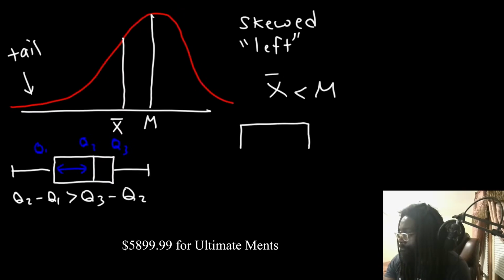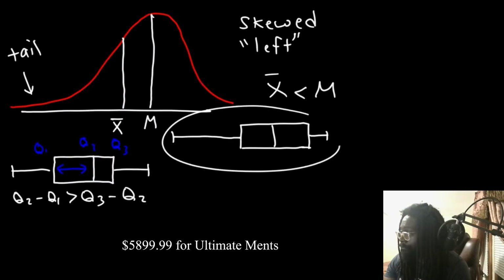Now, if the boxes are equal in length, you can also tell that we have a negative skew if the left side of the box plot is longer than the right side. So that's another indication that the data is skewed to the left.